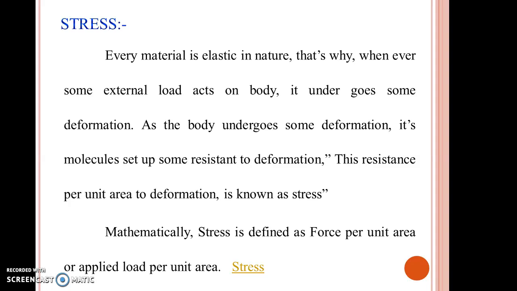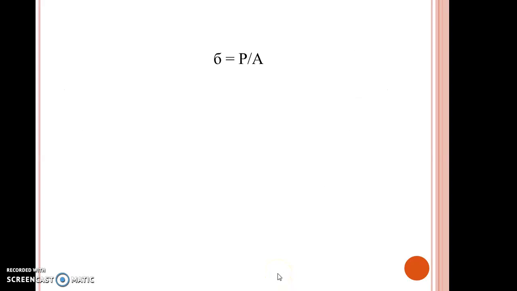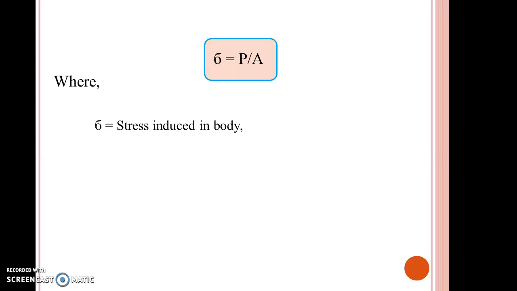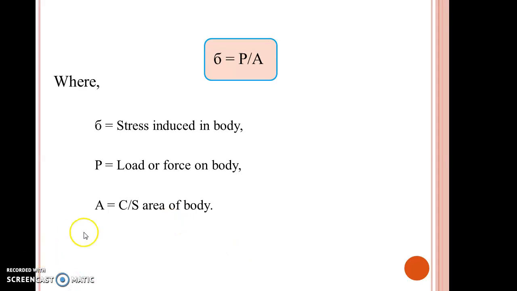So listen here. Mathematically, stress is defined in simple form as force per unit area, or the applied load per unit area, is known as stress. Stress is denoted by sigma. Here sigma is equal to P by A, where sigma is the stress induced in the body, P is the load or force on the body, and A is the cross-section area of the body. Thanks.